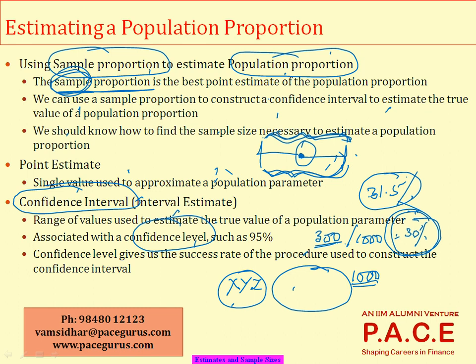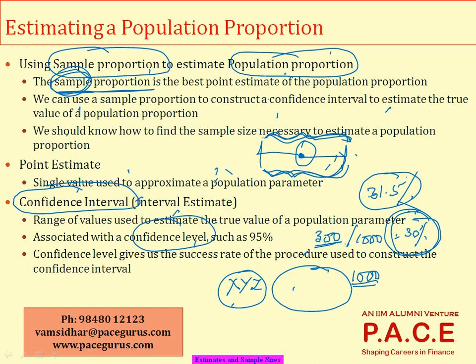There is only a 5% chance that this interval does not contain the population proportion. There is a 95% confidence or guarantee that the population proportion lies within this interval itself. You should not say that there is a 95% chance of the population proportion lying in this interval. This interval contains the population proportion, and I can assure a 95% chance to it, because population proportion is a fixed value.